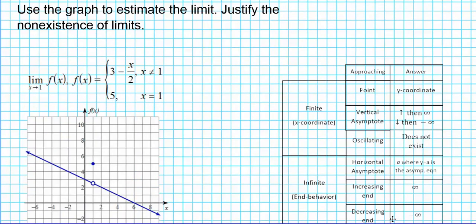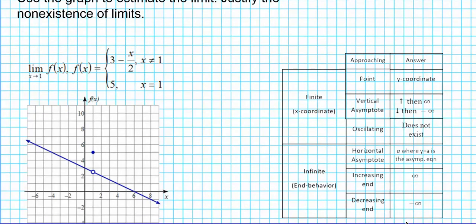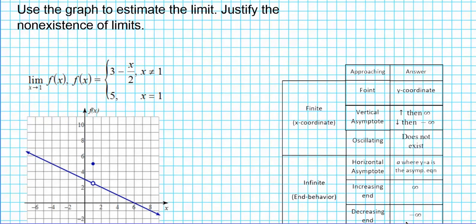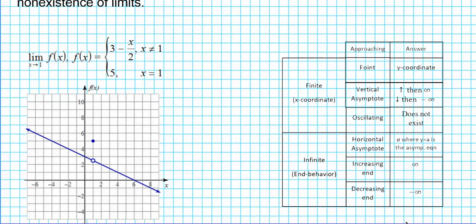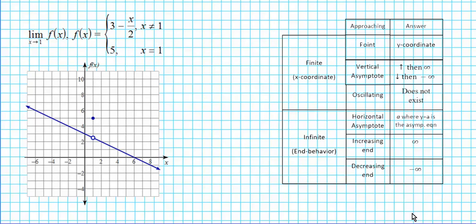All right, let's take a look at problem numbers 3 to 6. In these problems, we're going to be using the graphs to determine the value of the limit. The instructions: use the graphs to estimate the limit, and justify non-existence of limits. So if a limit does not exist, we will have to state why. For problem number 3, we have a piecewise defined function, and we are approaching 1. This is 1 right here. Now, this is a rule we're going to be using. Look at this table to the right.